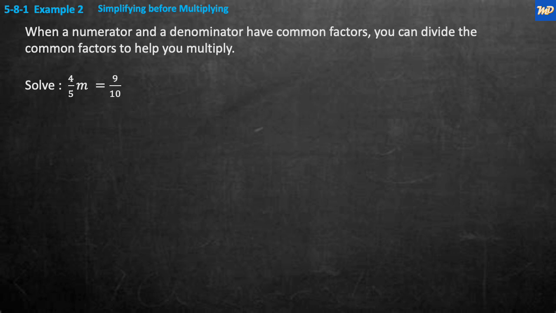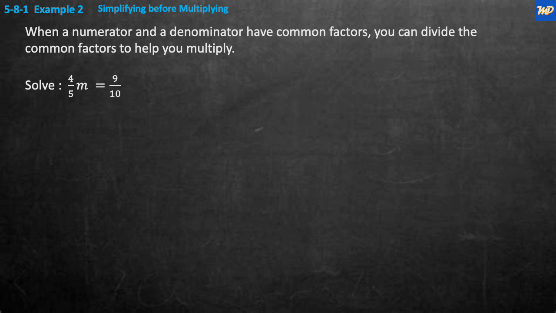Well, we can certainly do a couple things. We can try to get the m by itself. And in order to do that, we're going to multiply the coefficient of m by its reciprocal, on both sides, by the way. And then once we do that, we'll have m by itself, and then we'll have two fractions on the right-hand side ready to be multiplied.